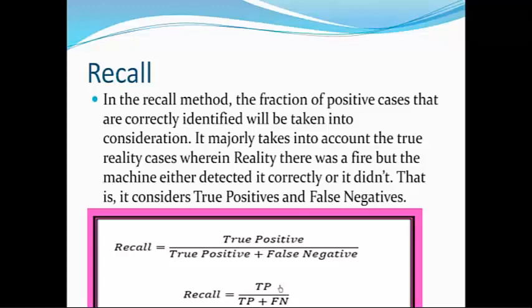Okay, as simple as that. So it majorly takes into account the true reality cases, where in reality there was a fire, but the machine either detected it correctly or not. So that is the consideration in case of recall. It considers true positive and false negative. So the formula of recall is TP by TP plus FN. That is a fraction.